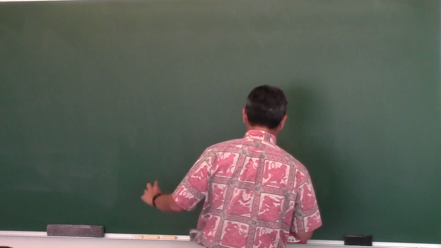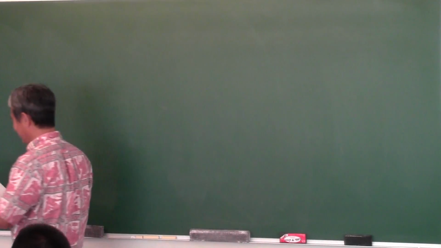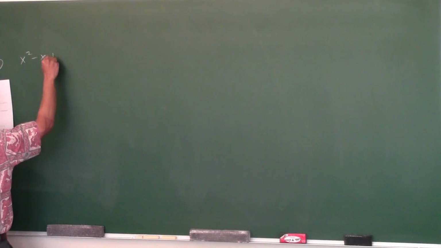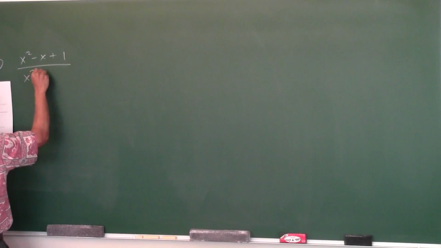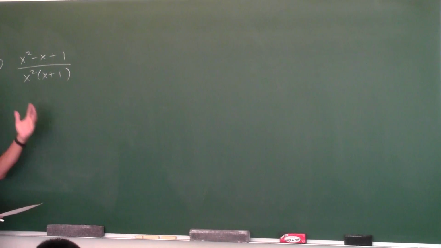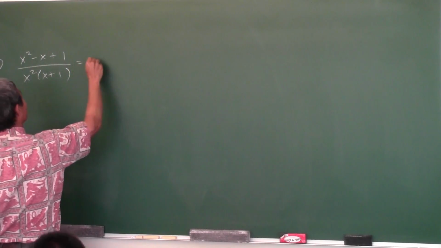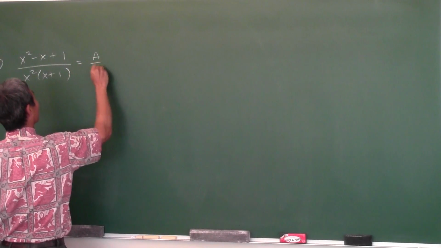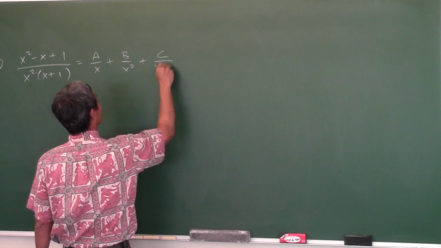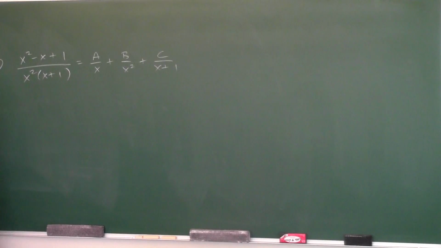Okay, and we're doing the other one. Oh my goodness. Okay, B, we got x squared minus x plus 1 all over x squared times x plus 1. Now, do I have to do long division? No, because the degree of the top is smaller than the bottom. And everything is factored already. You don't even have to factor it. So all we've got to do is set it up correctly. A over x plus b over x squared plus c over x plus 1. Did we set it up correctly?